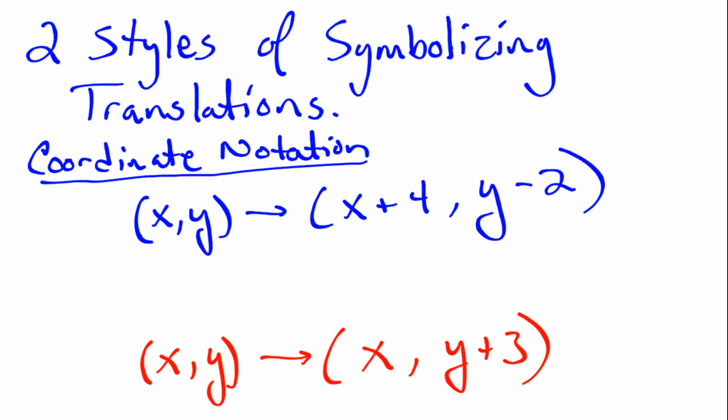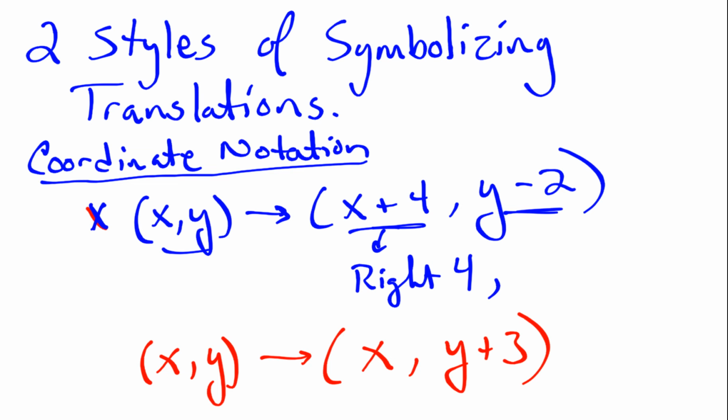The first one is coordinate notation. In coordinate notation, you'll see a symbolism similar to this first example here, where you have x, y, and then an arrow. The arrow is read as map to x plus 4, y minus 2. Well, the x movement, if it is plus, it moves right. If it's minus, it moves left, just like you're moving along the x-axis. So x plus 4 moves every single point in the original object right 4 spots.